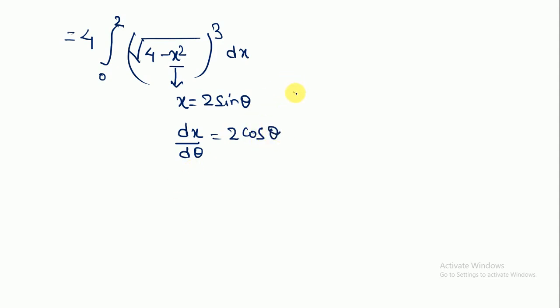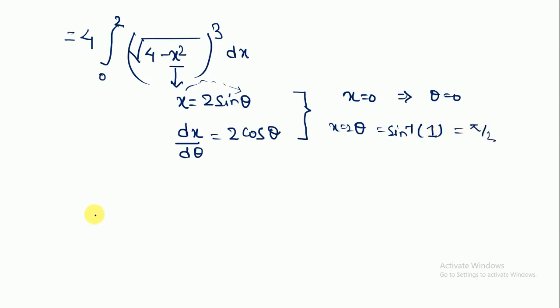Okay, now on changing the limit, because we are changing the variable x to theta, we will have to convert the given equation to its theta limit form. So when x equals 0, theta equals 0. When x equals 2, theta equals sine inverse 1, which is equal to pi by 2.